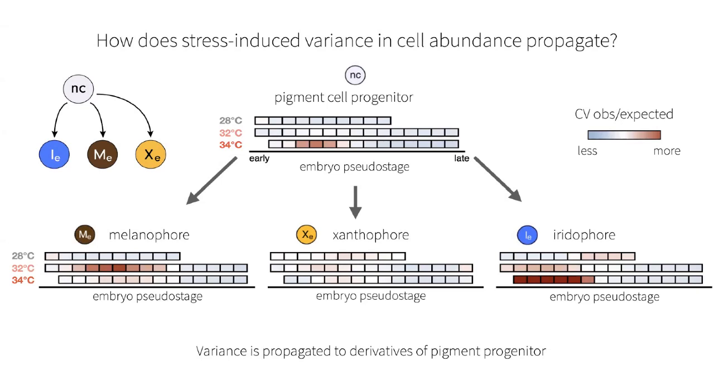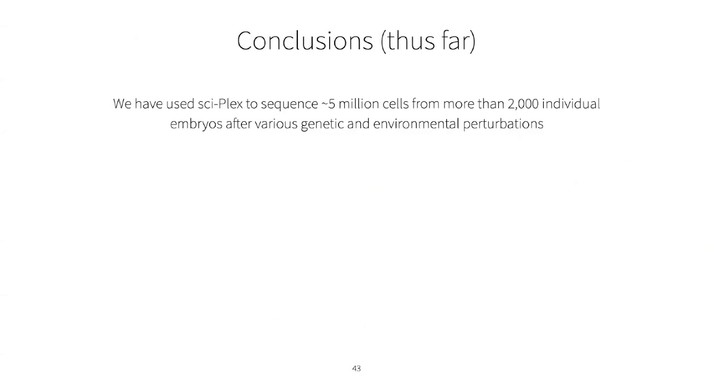Okay, so I've only given you a glimpse of this totally huge data set, but I think we can draw a few conclusions. One is that I told you about how we've used Skyplex to sequence around 5 million cells from more than 2,000 individual embryos, many of which have been perturbed in various genetic or environmental ways.